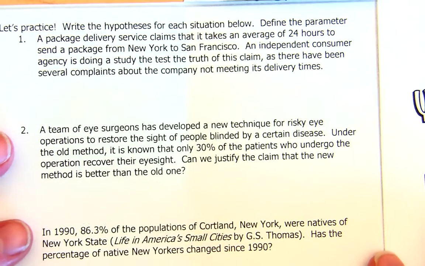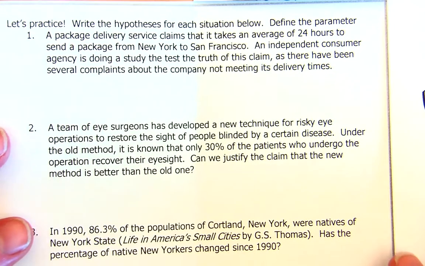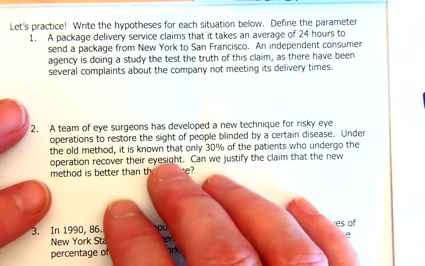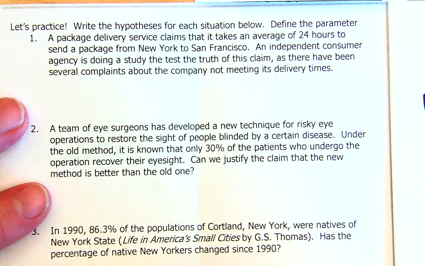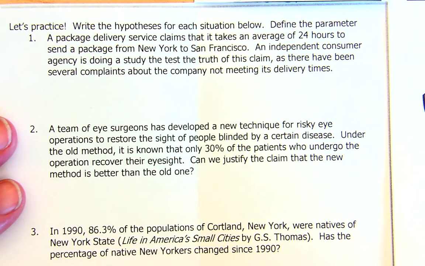Okay, so let's look at some examples down here. So we're going to write a hypothesis for each situation. So number one says a package delivery service claims it takes an average of 24 hours to send a package from New York to San Francisco. An independent consumer agency is doing a study to test the truth of this claim, as there have been several complaints about the company not meeting its delivery times.